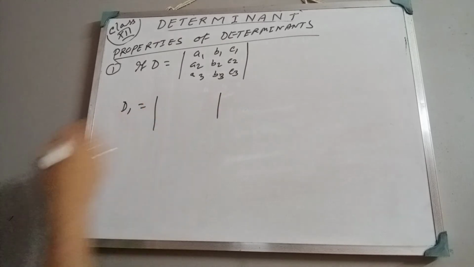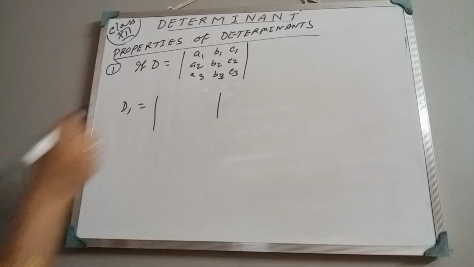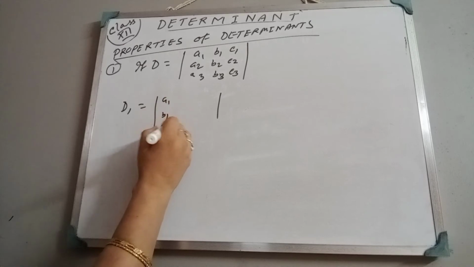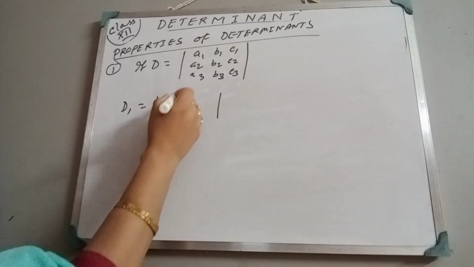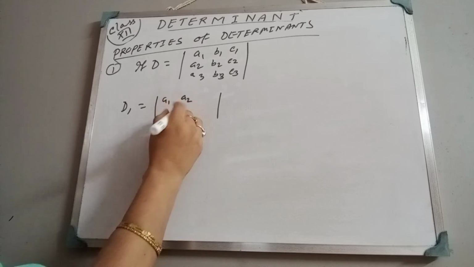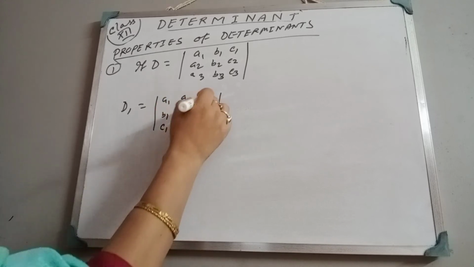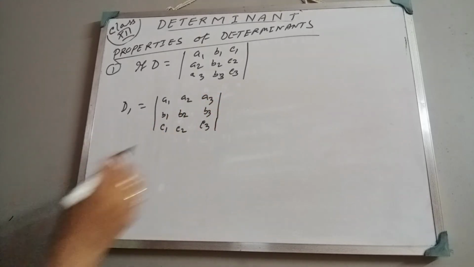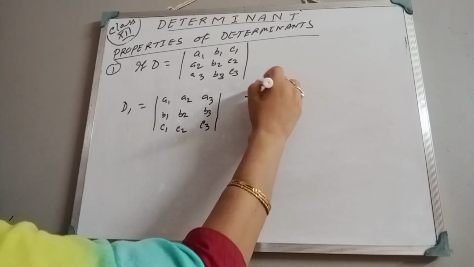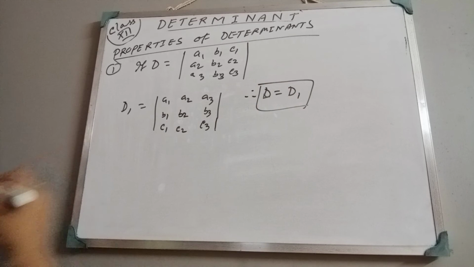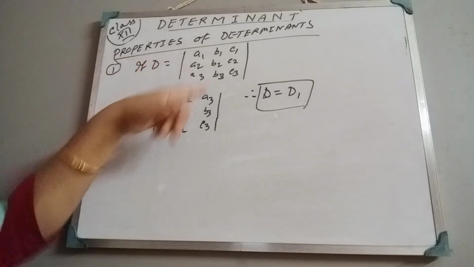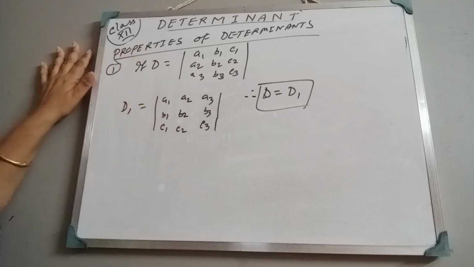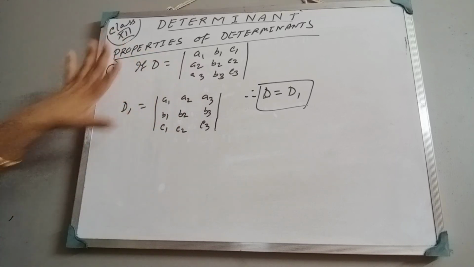When we change the first row into the first column, then what we will get? A1 B1 C1. First row changed to first column. Second row we will write in the second column, B2 C2. And here it is A3 B3 C3. Okay. Therefore, what is the property? D1 is equal to D. So if we change the first row to the first column, second row to the second column, third row to the third column, then the value won't be changed for the determinant. We will write D and D1, this value will be the same.